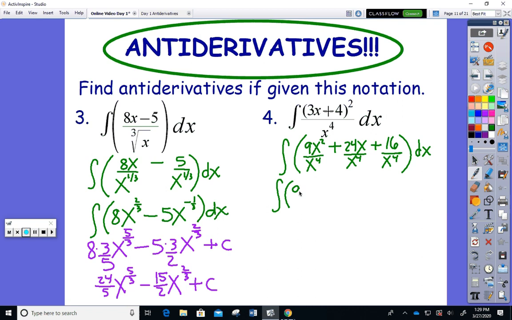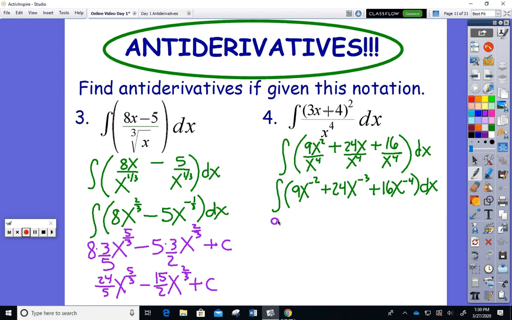So that's going to be 9x to the negative 2, 24x to the negative 3, and 16x to the negative 1 using my rules of exponents. I am rocking and rolling through my antiderivative. Slow the video down, pause it, do it for yourself, come back and check it if you want to.